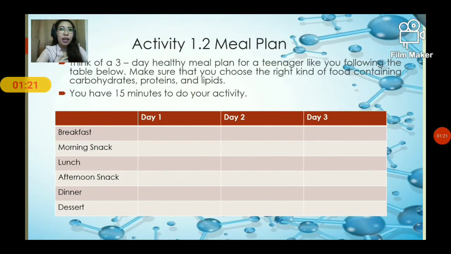Okay, so for activity 1.2, we will call this the meal plan. So think of a 3-day healthy meal plan for a teenager like you following the table below. Make sure that you choose the right kind of food containing carbohydrates, proteins, and lipids. So you have 15 minutes to do your activity. Okay?